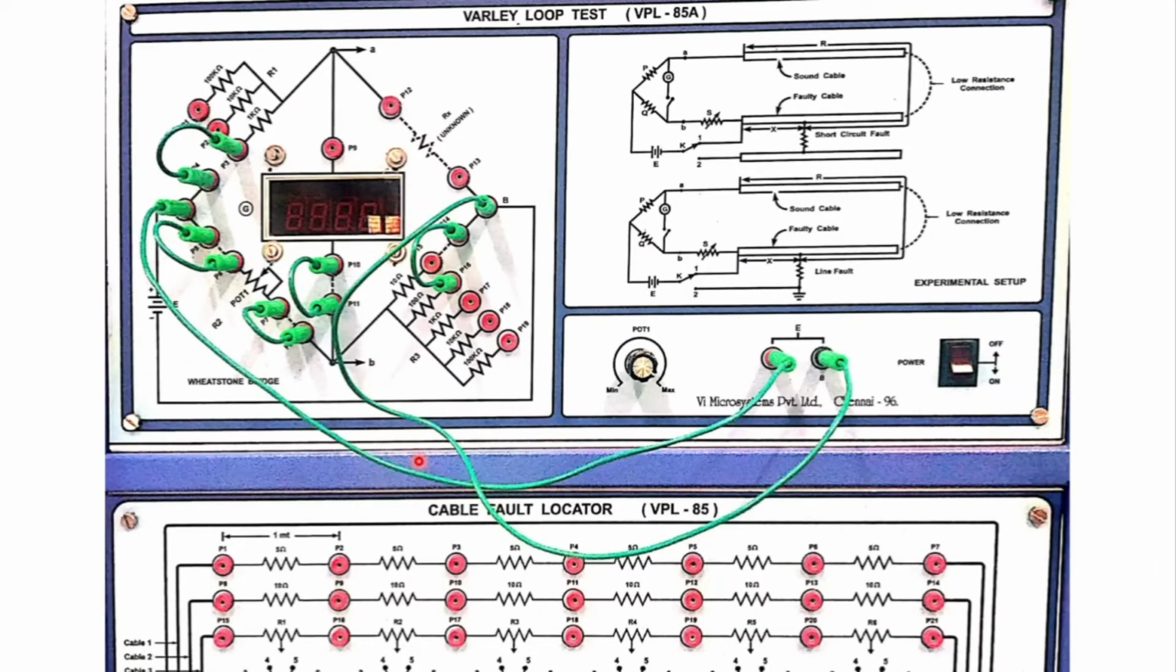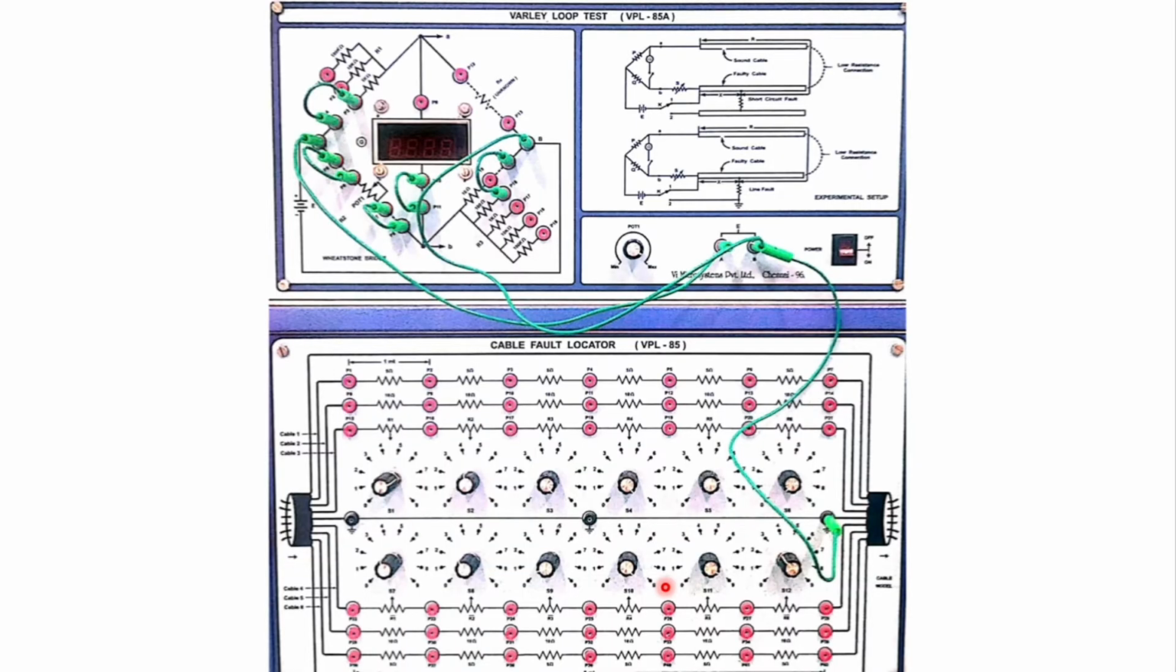We are talking about the upper kit, that is VPL 85A. The kit name is VPL 85A and this is VPL 85. Now what about the connection of 85? Here also you have some connections. P21 is connected to P25. So you have to make that arrangement.